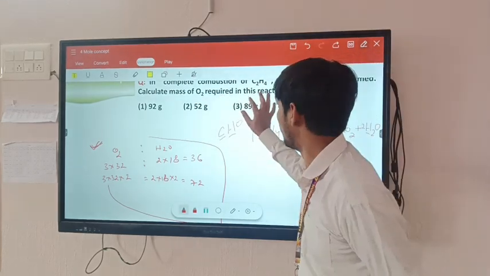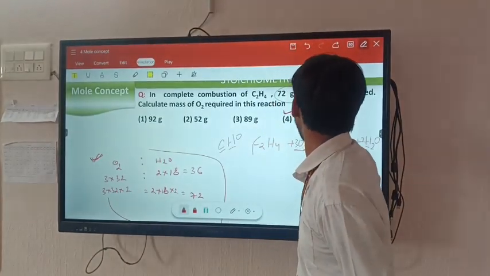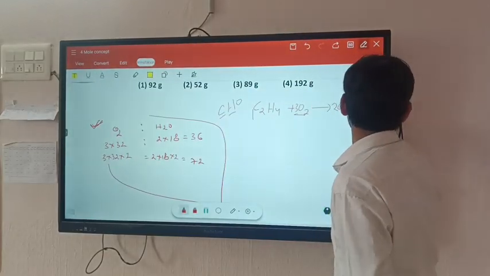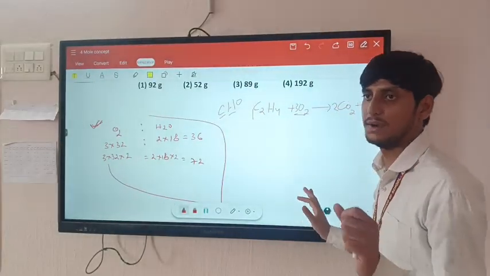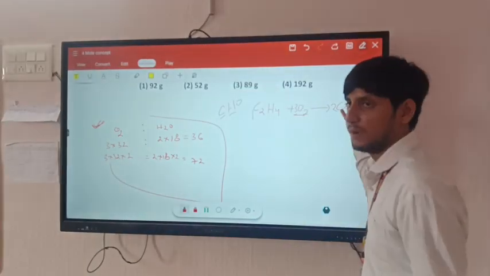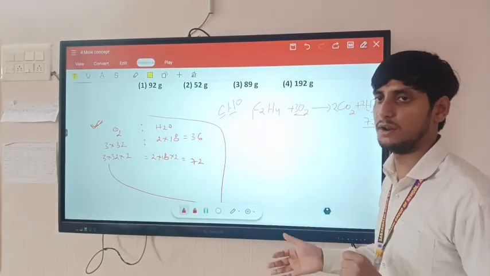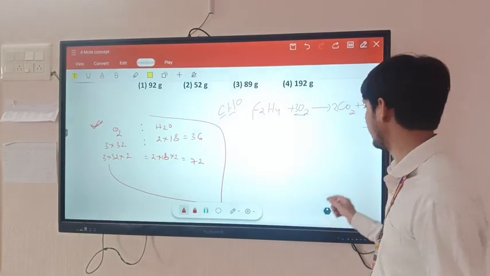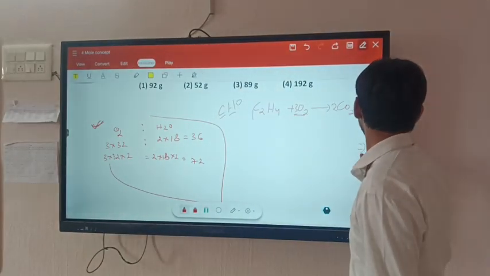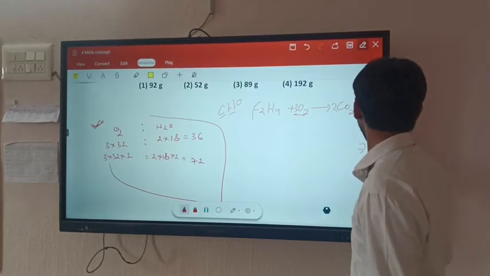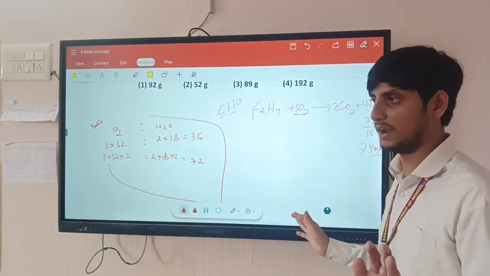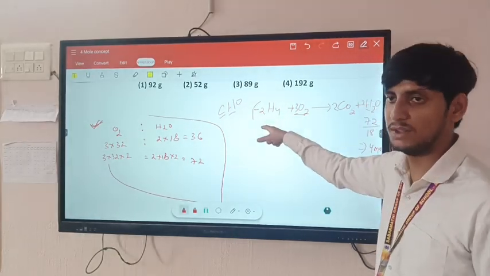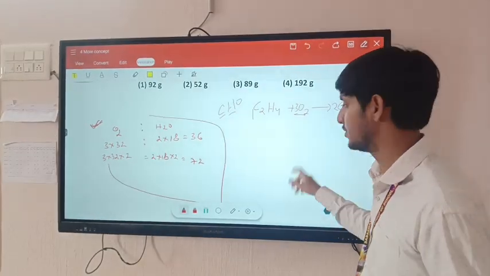Now, what is the given data? 72 gram of H2O is given, right? 72 gram H2O formed. By this given weight you can find mole: 72 upon 18, 4 mole. 4 mole H2O is formed by combustion of 1 mole ethane and 3 mole oxygen.